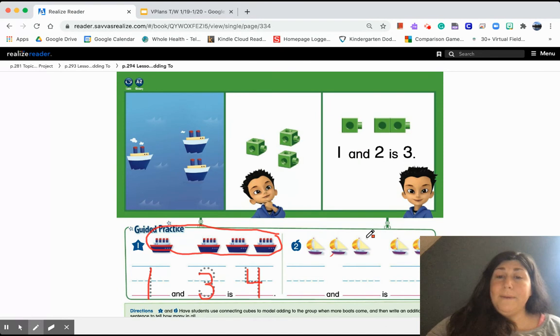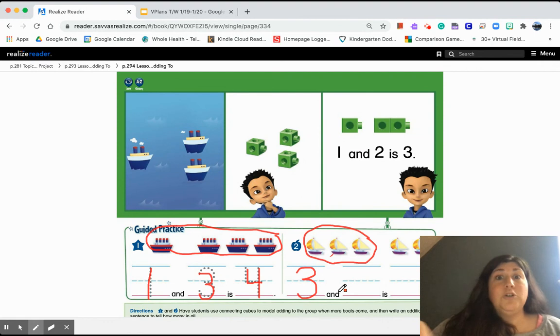So on your paper, I want you to write this down along with me. So how many boats do we see in this first group? Check out that first group. 1, 2, 3. So we see 3 boats in that first group. So 3, and then the word is and. If you want to, you could write and on your paper. You can also represent it as a math symbol. So 3 and then we have these boats over here, which is 2.